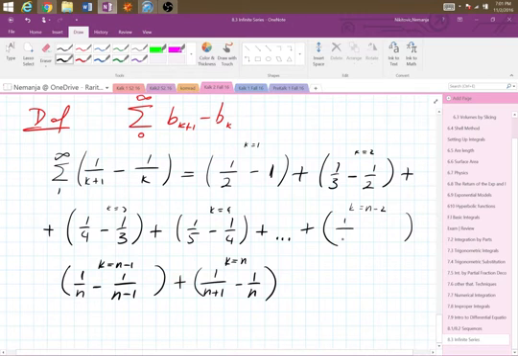1 over n minus 1 minus 1 over n minus 2. You will figure this out. It looks horrible, but it's a pattern. You will figure it out. It's set up. That's it. Now look what you can do.